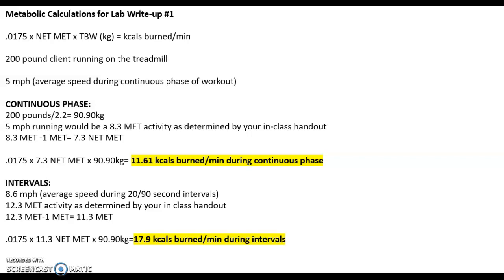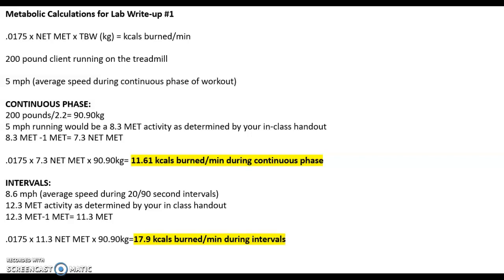So remember our metabolic calculations. To find out calories burned per minute, we're always going to take 0.0175, multiply it by our net MET level, and then multiply that by the total body weight of your client in kilograms.